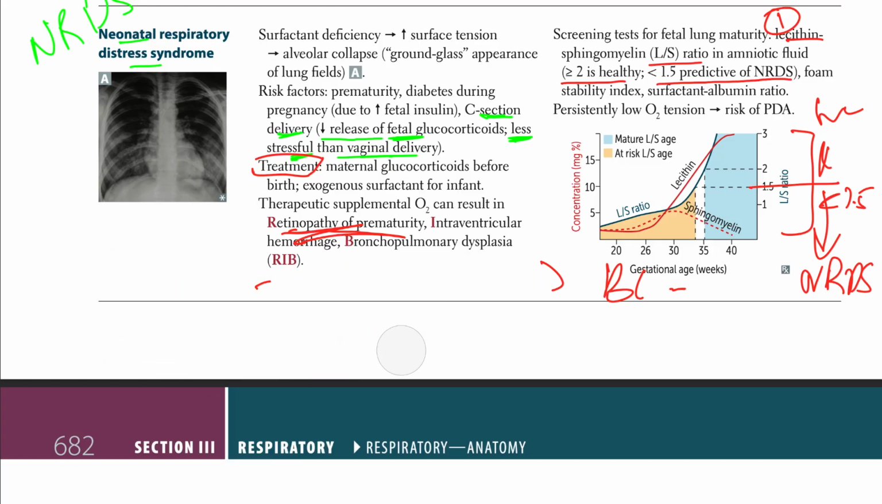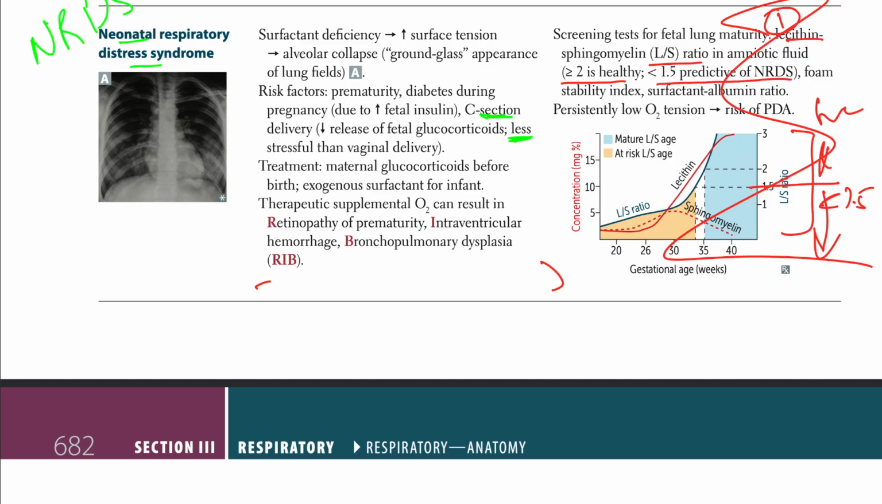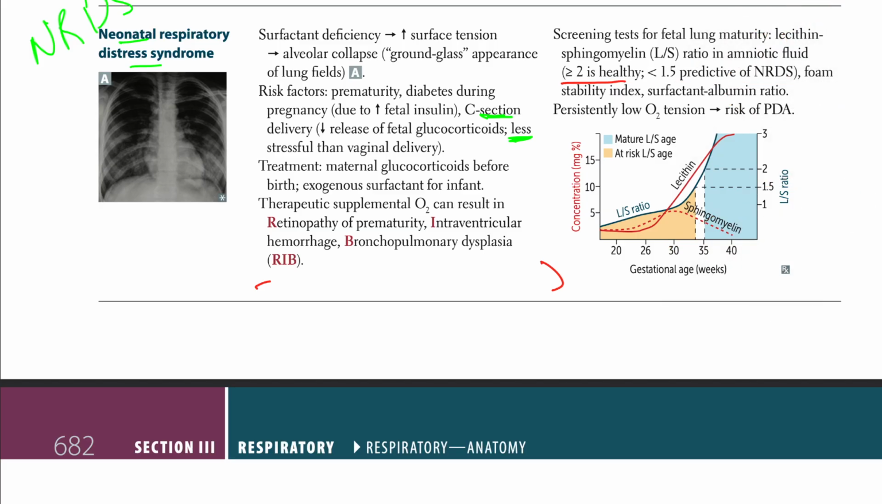Let me erase all this extra stuff that I did. Okay, so that's the first thing. Second thing, you can also look at your foam stability index. Third thing, you can look at your surfactant albumin ratio. But most important, the first one. Persistently low O2 can cause risk of PDA, patent ductus arteriosus, and we will see that in cardiology, how low O2 tension is going to cause PDA.